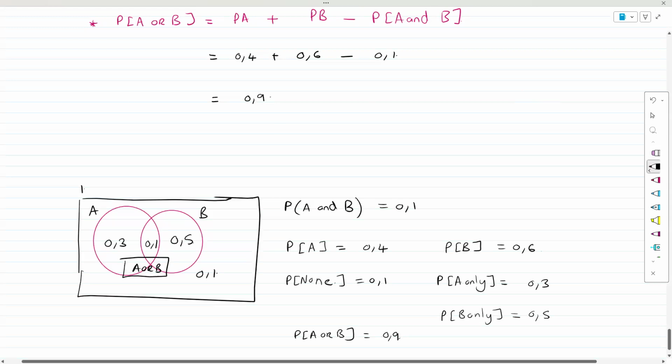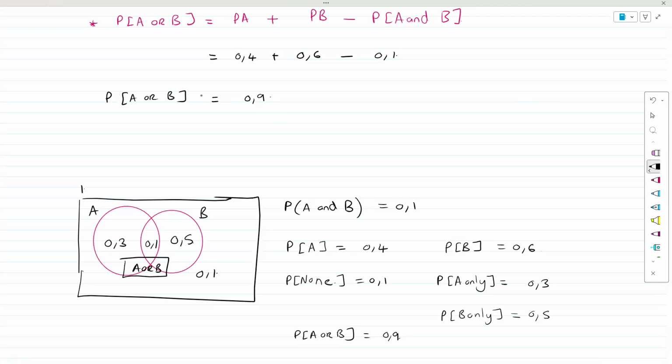So 0.9, my favorite thing. I'm not sick, I just simply like the taste of that.